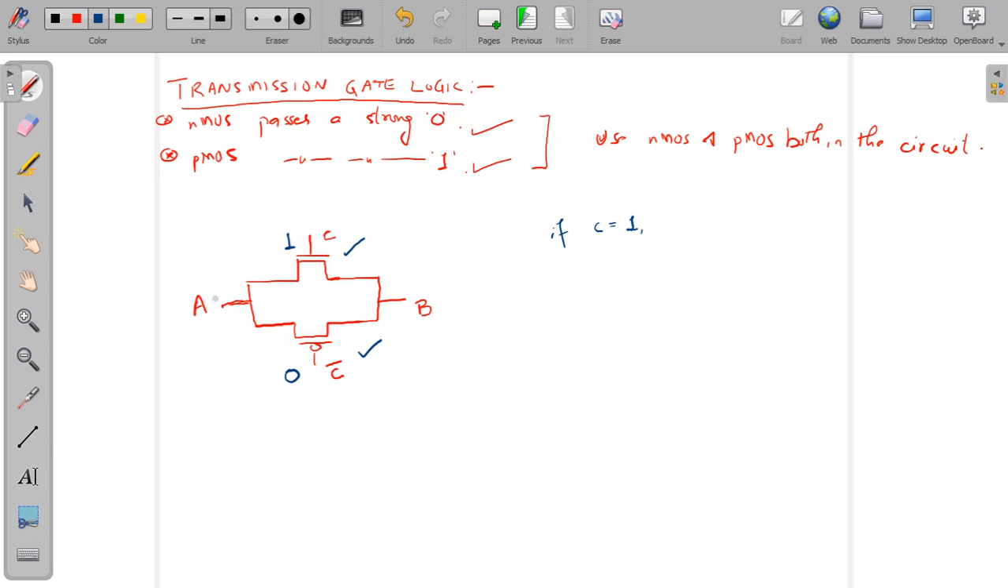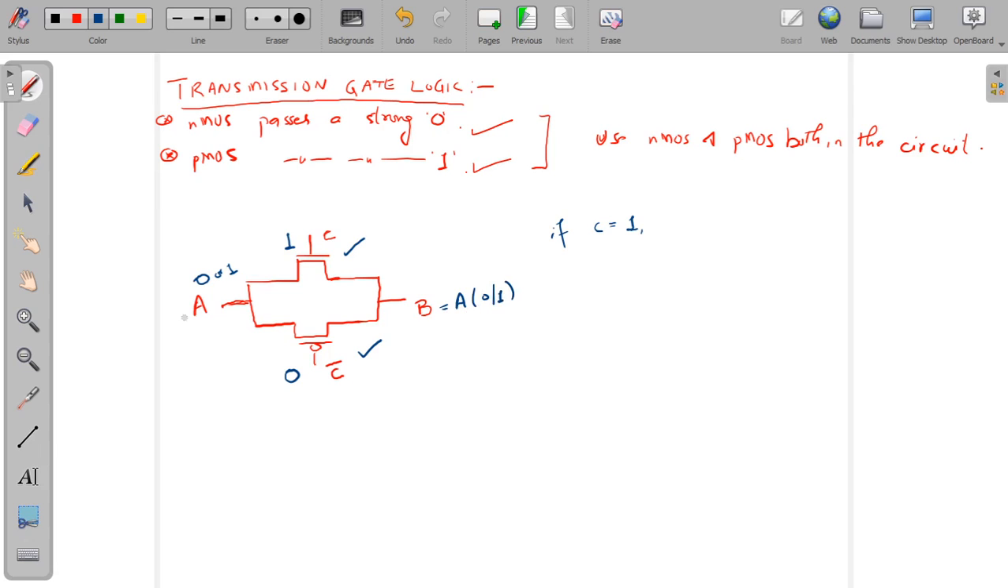So whatever is the value of A, whether it's 0 or 1, any value of A will pass directly to B. So B will become equal to A simply. A can be anything. A can be 0 or 1.